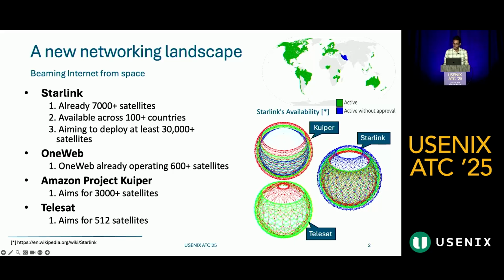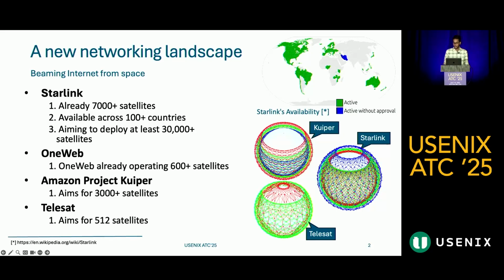Their long-term objective is to deploy 30,000 plus satellites with inter-satellite laser links, creating a mesh network in space to provide seamless high-speed connectivity anywhere in the world. Among other players, OneWeb has 600 plus satellites, focusing mostly on the commercial sector, while Amazon Project Kuiper is at the phase of testing, with a plan to deploy 3,000 plus satellites too.